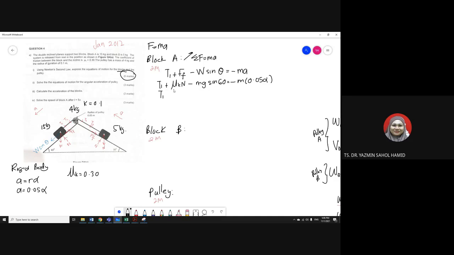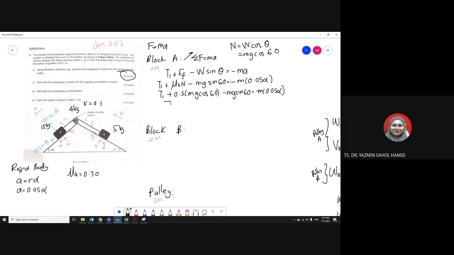Before that, I haven't simplified yet. 0.3 now. What is N? Normal force. If the weight is resolved, in the x direction it is W sine theta, in the y direction it will be W cos theta. So what is your normal force N? Let me write down here. Your normal force will equal W cos theta, which is mg cos 60. So here your N will be mg cos 60, minus mg sine 60 equals to negative m times 0.05 alpha.